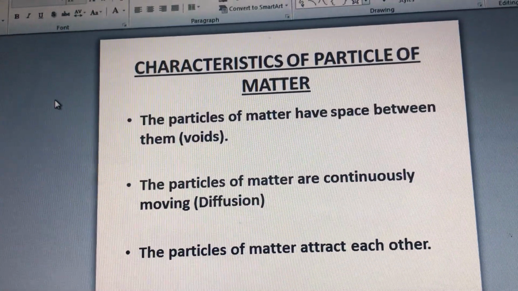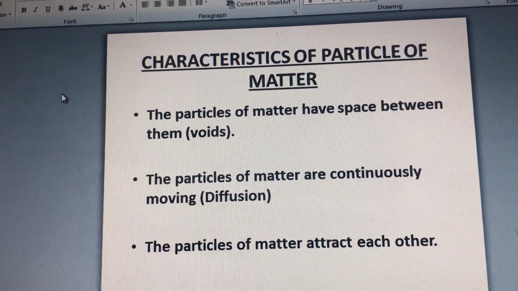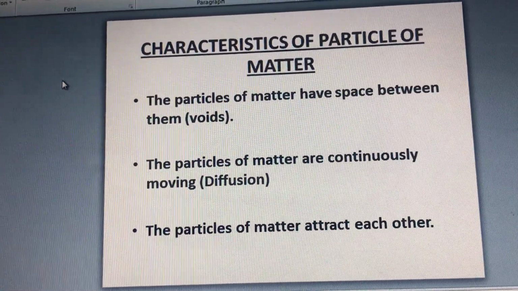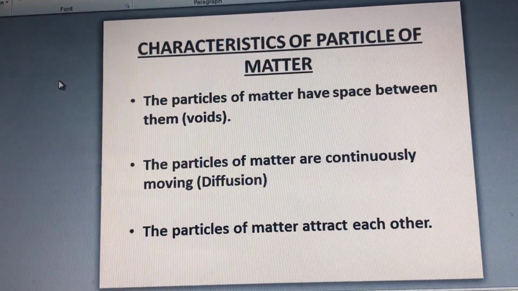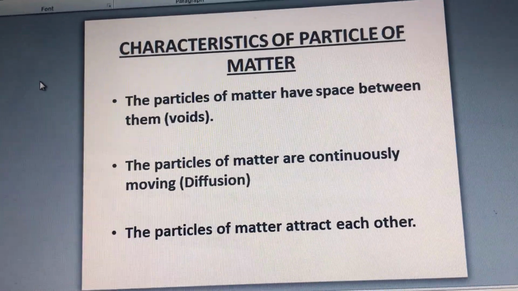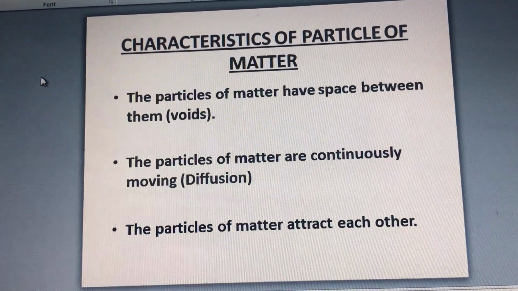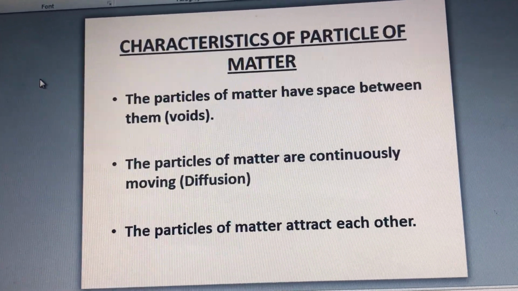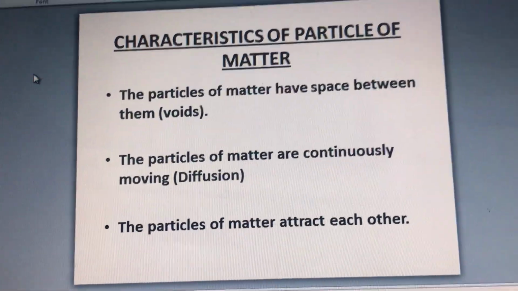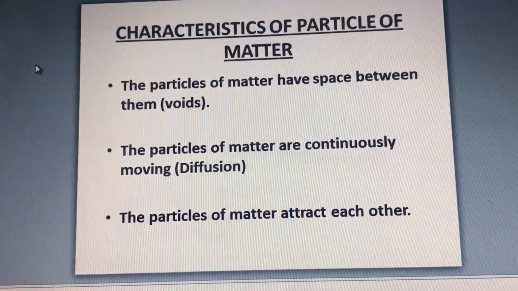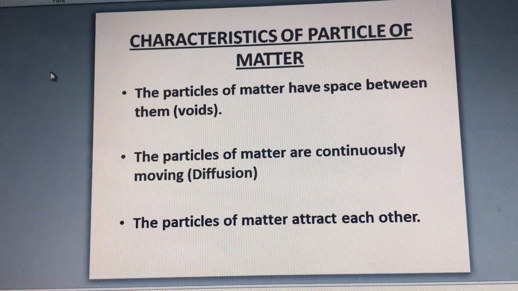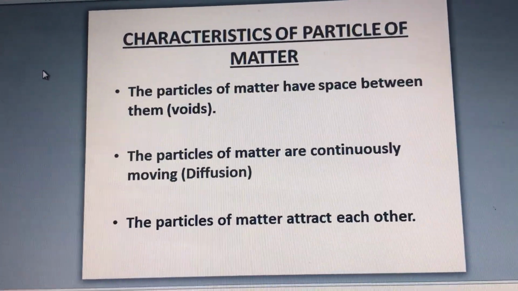motion. The particles are continuously moving. Means all the particles, whether in solid, liquid, or a gas, are always in motion, due to diffusion. Now, what is diffusion? Diffusion is the spontaneous intermixing of particles on their own. Suppose I light an incense stick in the room, then its fragrance spreads in the whole room. Why? It is because the particles of the incense stick have diffused into the air.